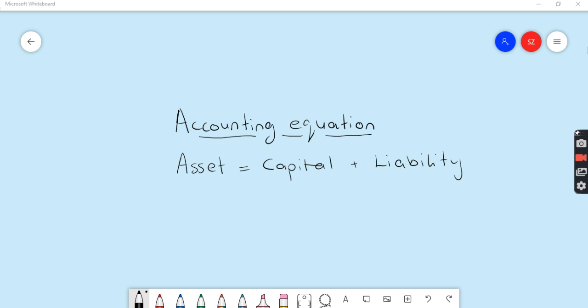In this accounting equation, the main accounting items are asset, capital, and liability. So if we put these items into the accounting equation, then we are going to have asset on the left hand side, and on the right hand side we have capital plus liability.